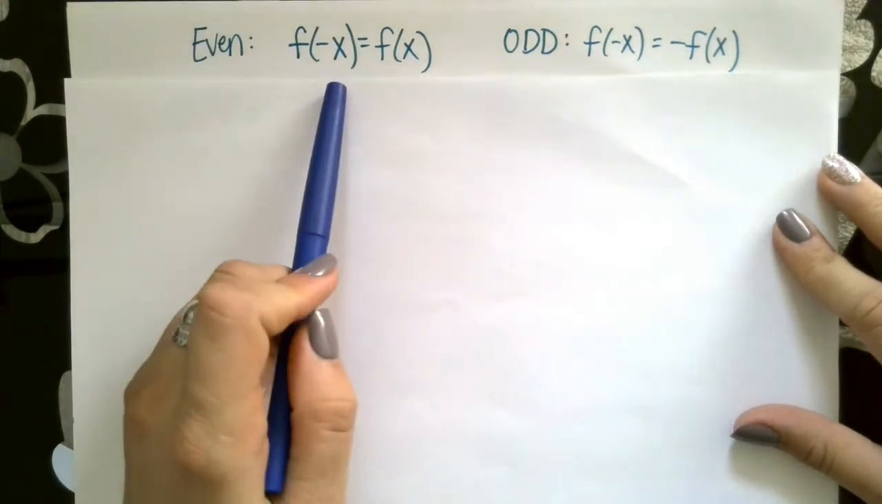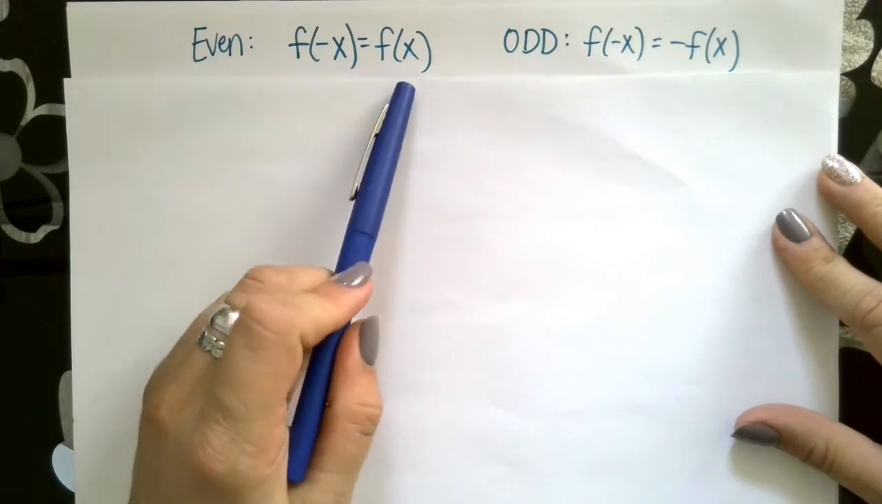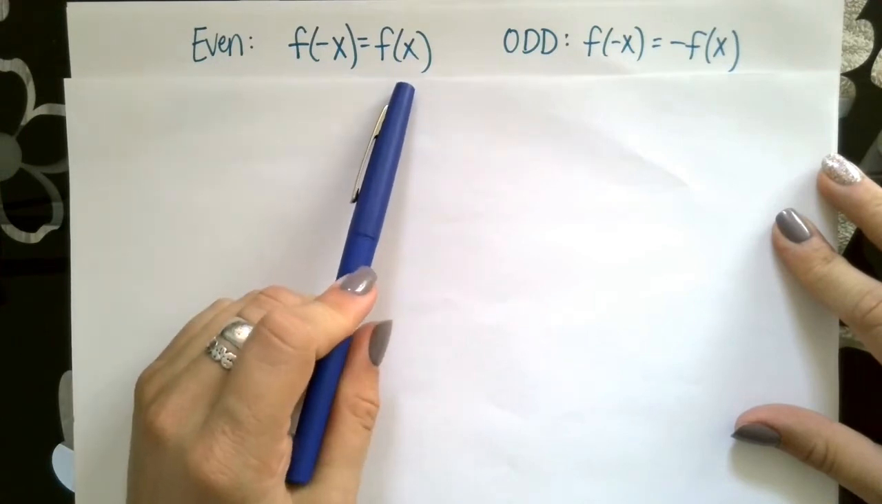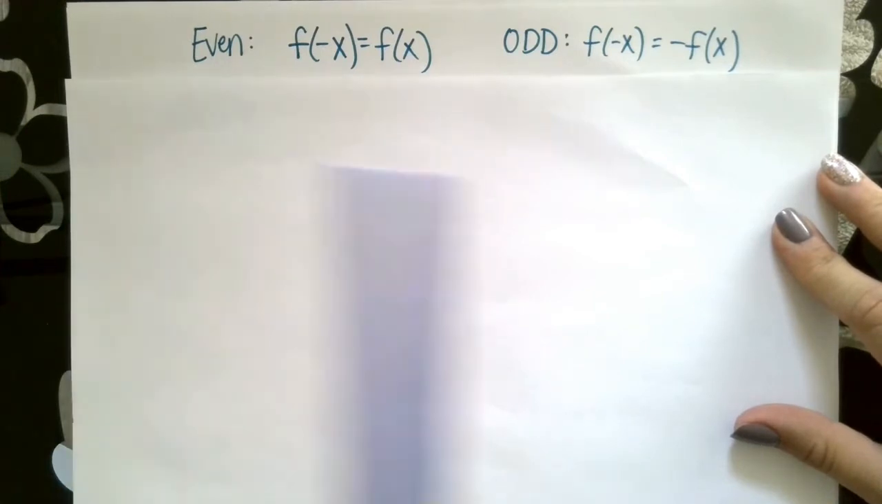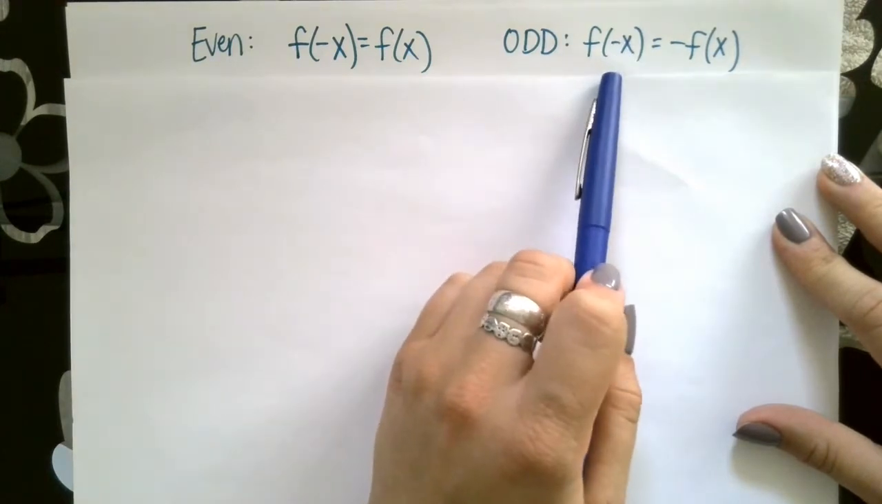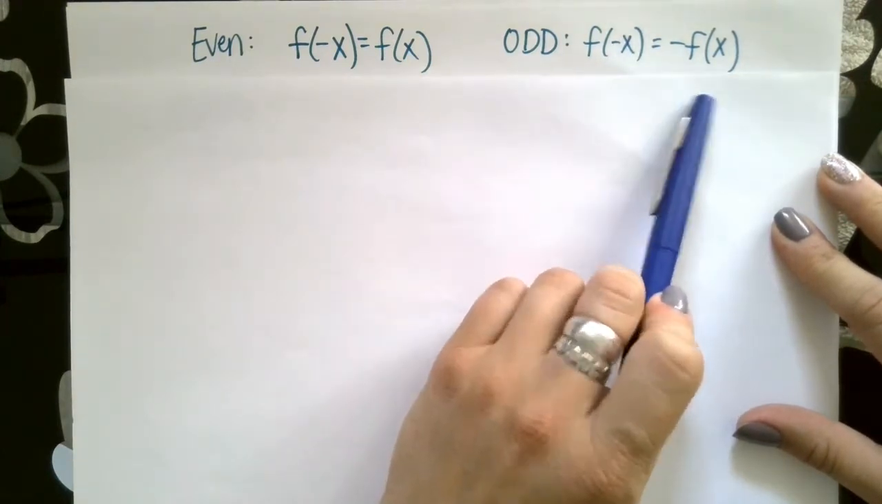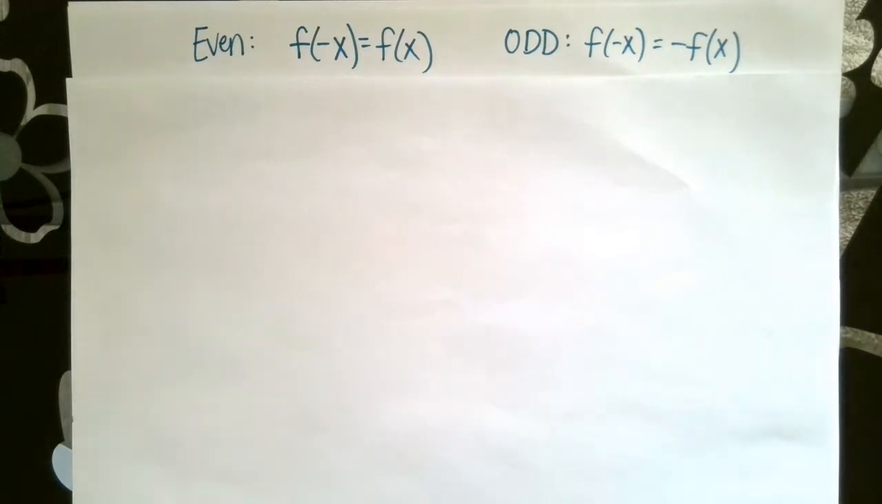So when you plug in a negative x, if you end up with your original function out, that means this is even. If we plug in a negative x and end up with the opposite of our function, that means it is odd. So we are going to take a look at a couple of these.